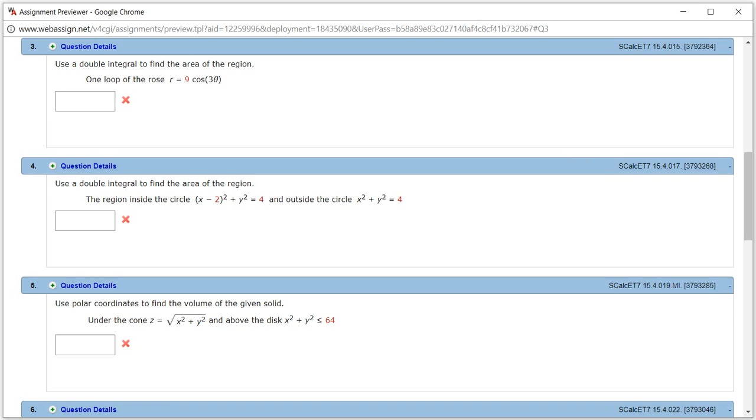All right, let's look at homework 15.4, problem number 3. We're going to use a double integral to find the area of the region, which is one loop of the rose r equals 9 cosine of 3 theta. All right, so let's do that.